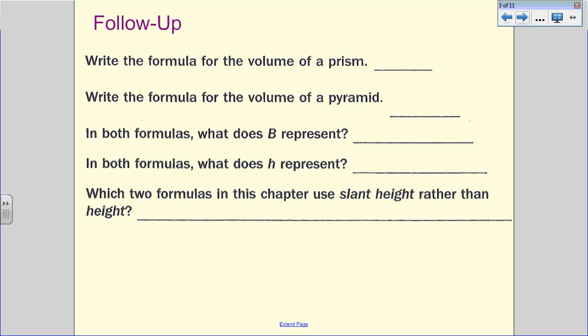So the follow-up, it says write the formula for the volume of a prism, write the formula for the volume of a pyramid. In both formulas, what does B stand for? In both formulas, what does H stand for? And then which two formulas in this chapter use slant height? So I want you guys to do this now, so you have to look back at some of your previous lessons, 9.4, 9.3, and then we will check that in class.